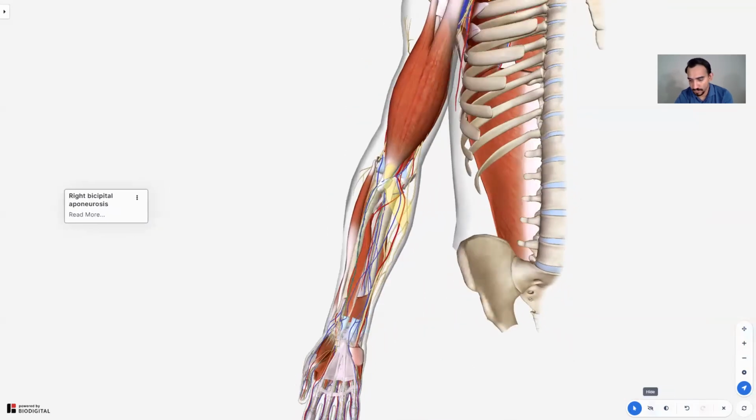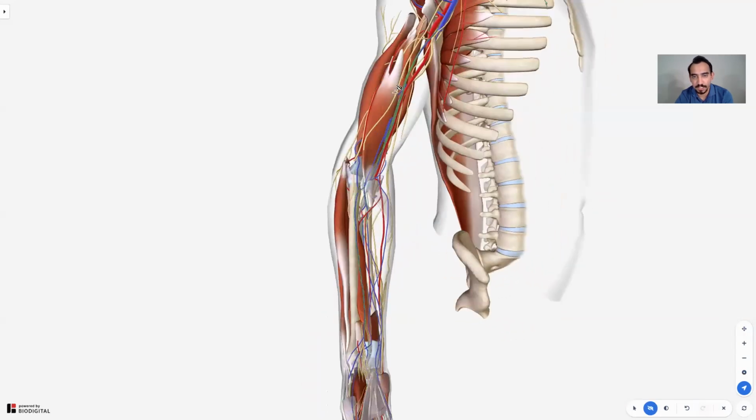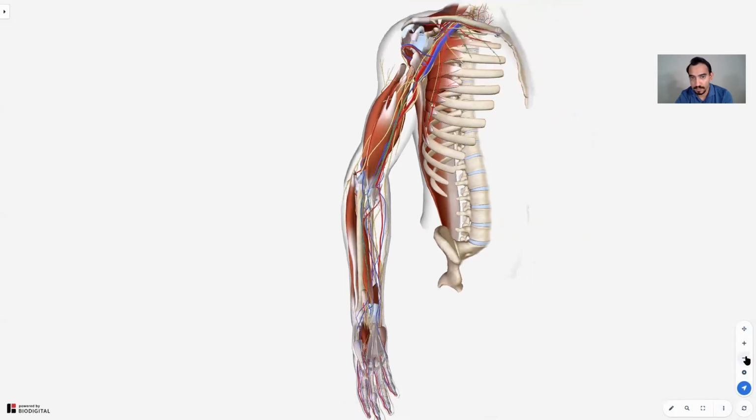All right, now let me take the biceps off. What else do we have now? Which muscle is this just underneath your biceps? Which one is that?